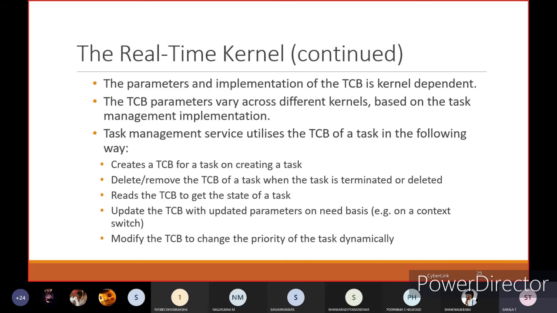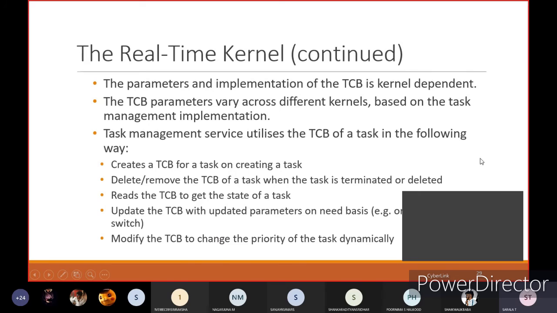Okay, and delete or remove the task control block of the task when the task is terminated or deleted. Whenever it is terminated, you can delete it. And the task management service utilizes the task control block of the task in the following ways. One is it creates the TCB on creation of the task. Next, deletion or removal of the TCB of the task when the task is terminated or deleted. Whenever it is ending or whenever you are deleting the task, that TCB also should be deleted.